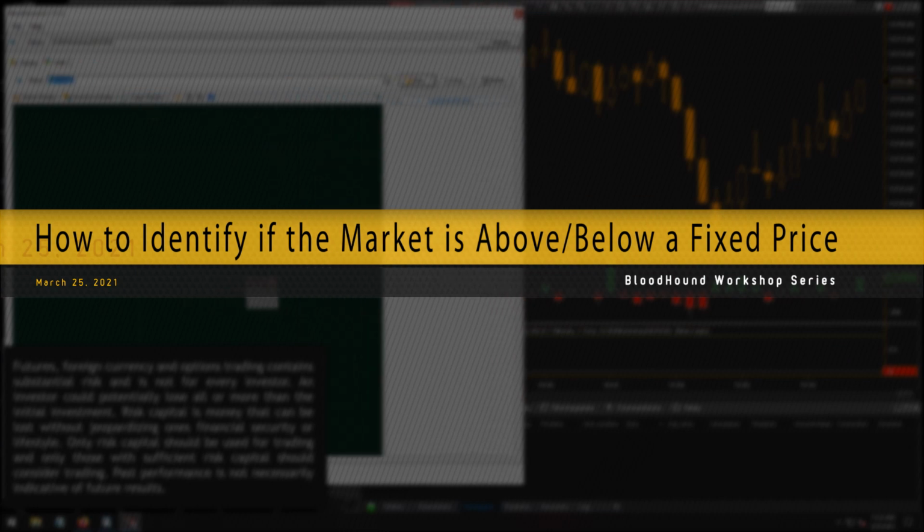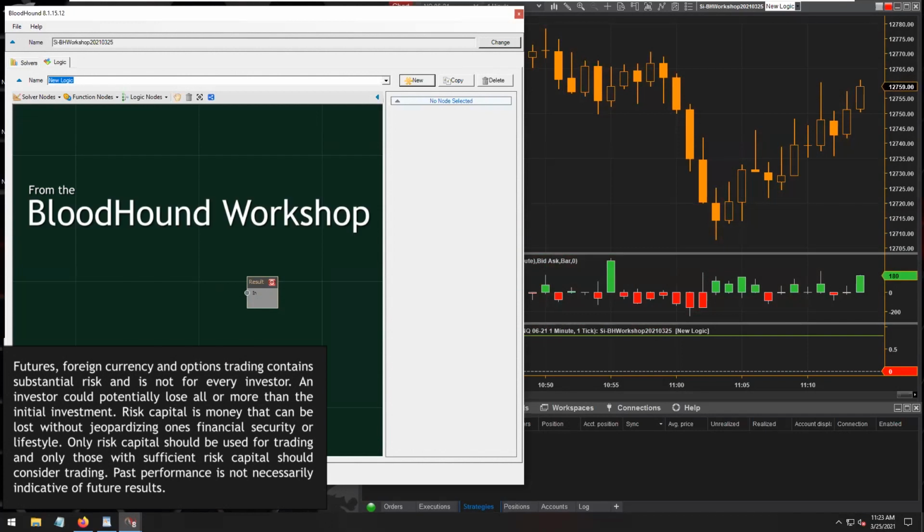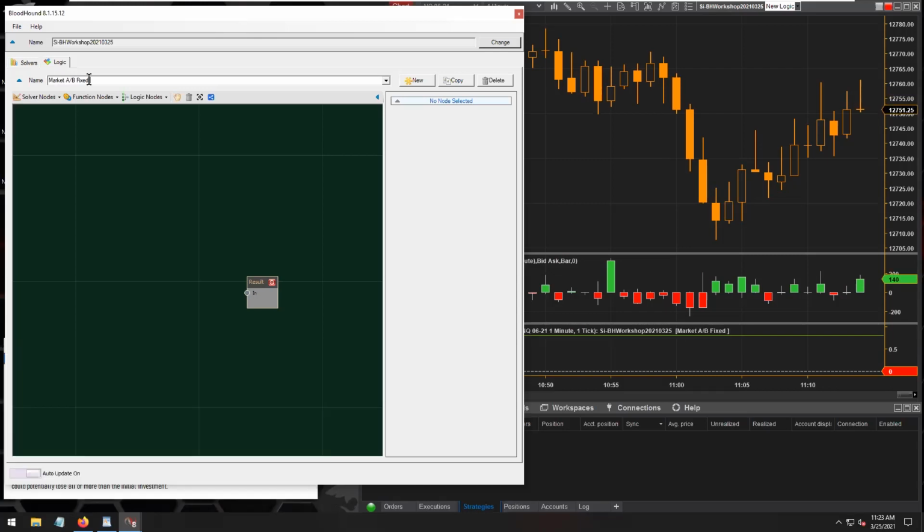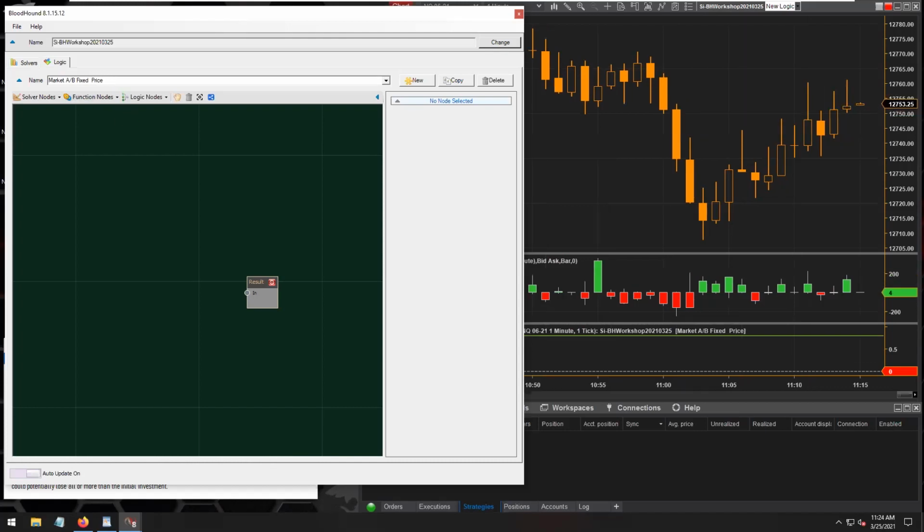George is asking, can we set up a solver here that identifies if price is above a fixed price value for the duration of the day? If price is above some fixed price value, he'll want to take longs, and if price is below some fixed support resistance level, then he wants to take shorts. Just a straightforward little generic question. You bet, George, that'll be easy.